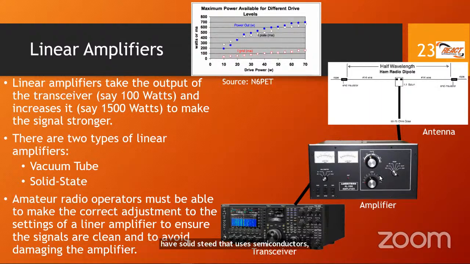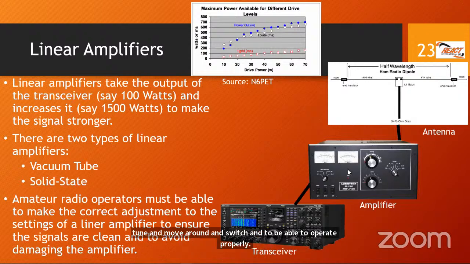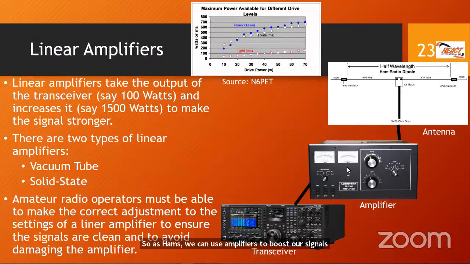So we also need to be able to adjust these things. Many of them will have knobs that we have to tune and move around and switch to be able to operate properly. So as hams, we can use amplifiers to boost our signals up to very strong levels, 3 dB gain, 6 dB gain. We increase our signals. So if our radio is outputting 100 watts, we may use a 1.5 kilowatt or 1500 watt amplifier and send a higher power output to our antenna. Of course, our antenna must also be able to take that amount of power. So everything is in context with each other.